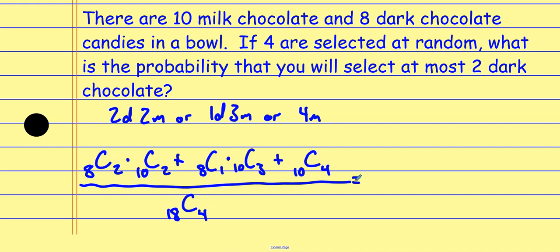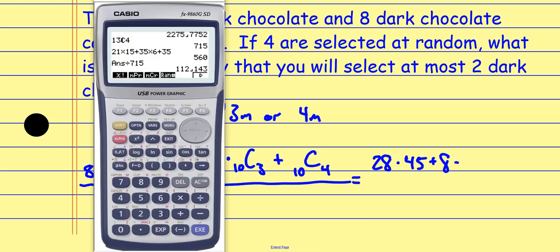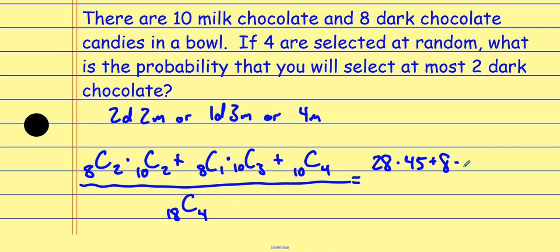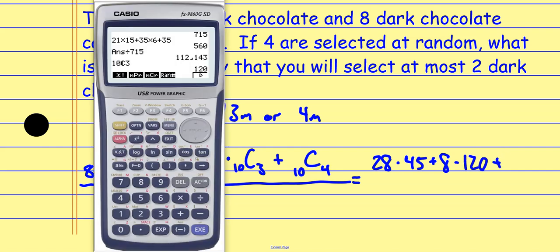And now, once again, this is a job for my calculator. The 8 choose 2 is a 28. I can do that one. The 10 choose 2 is a 45. 8 choose 1 is an 8. The 10 choose 3 is a little tricky. I think, I want to say 120. I'm doing it very quickly in my head. Yep, 120. And then I'll do the 10 choose 4 on here as well.